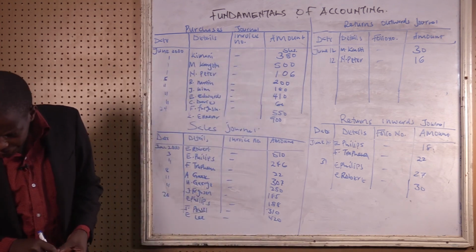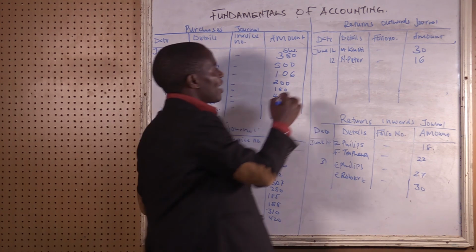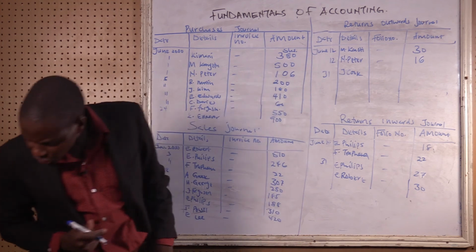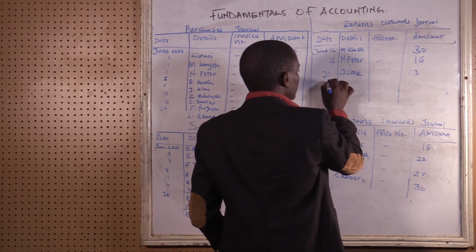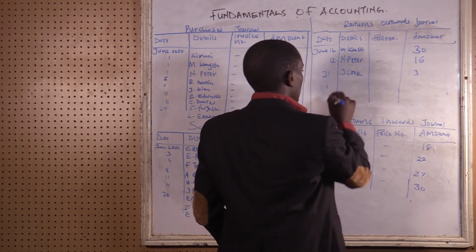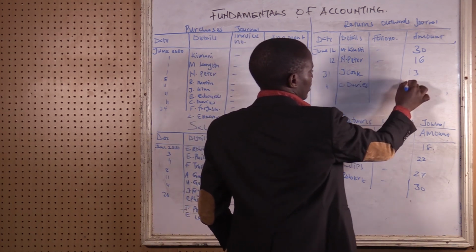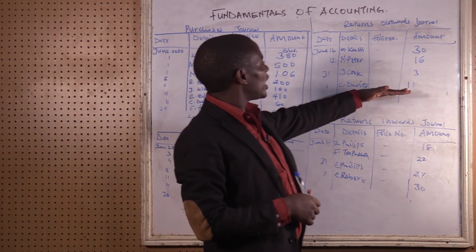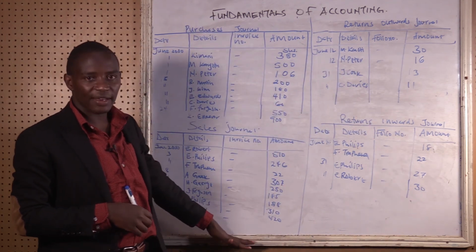Then the last one is returns outwards to J. Cook, 13, and C. Davis, 11. So we shall have 31st here. J. Cook was how much? 13 shillings. And also on the same date, we had C. Davis, goods worth 11.